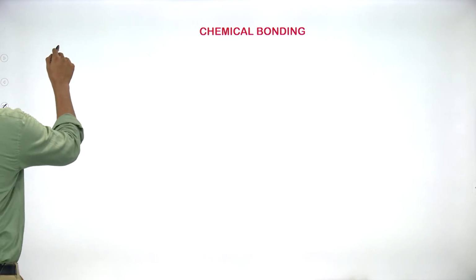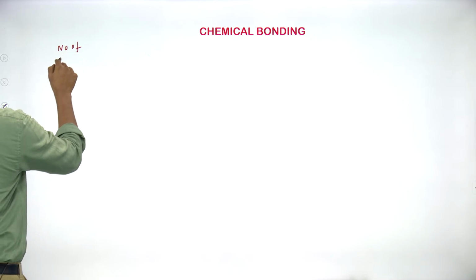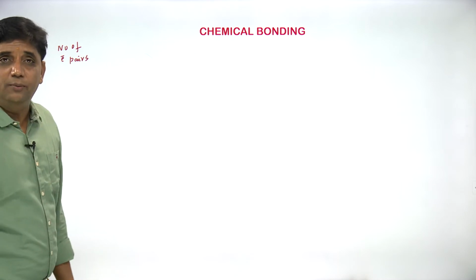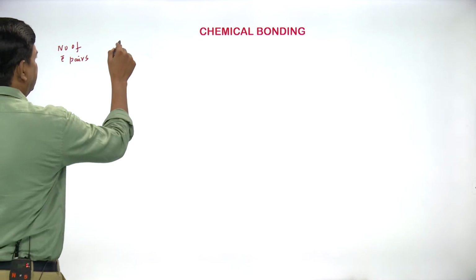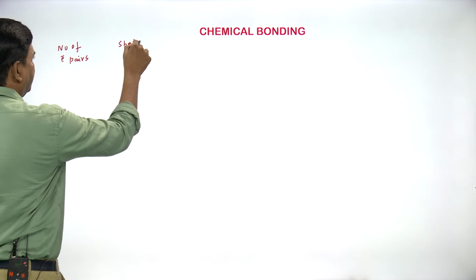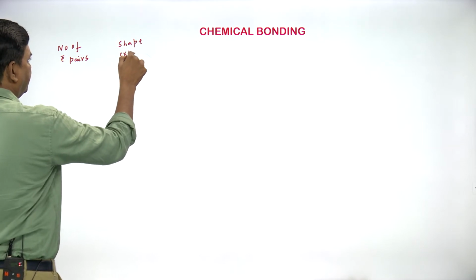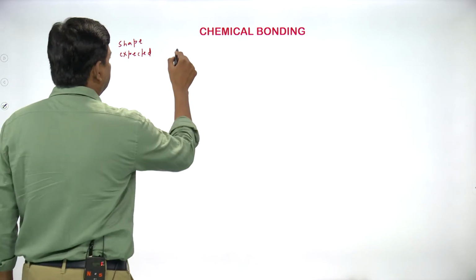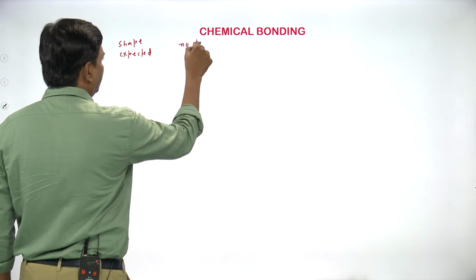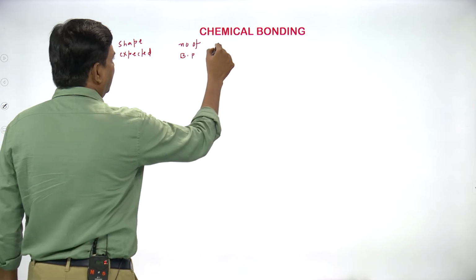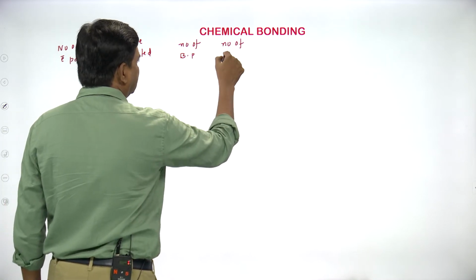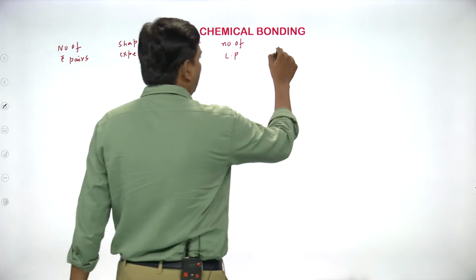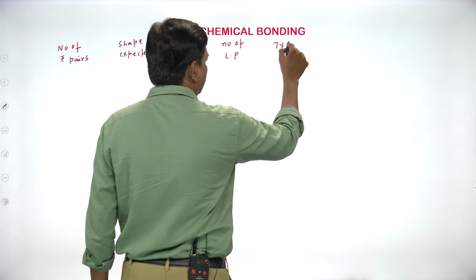Same as before, the first column is the number of electron pairs, and the second column is shape expected. The third column is the number of bond pairs, and the fourth column is the number of lone pairs. And the fifth column is the type of hybridization.